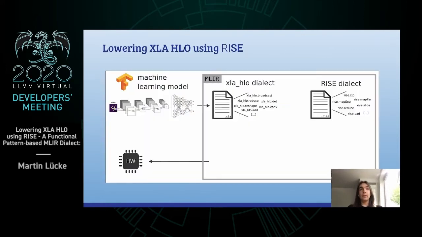So this lightning talk is about how we lower a representation such as XLA HLO using RISE. So let's say we start with a machine learning model such as MNIST for handwritten number classification in TensorFlow, and we want to compile and execute it on a given hardware. And while doing this, we want to leverage the advantages of the functional pattern-based representation.